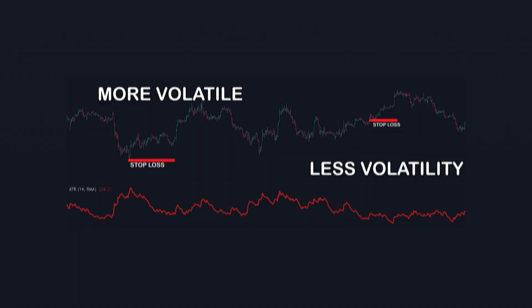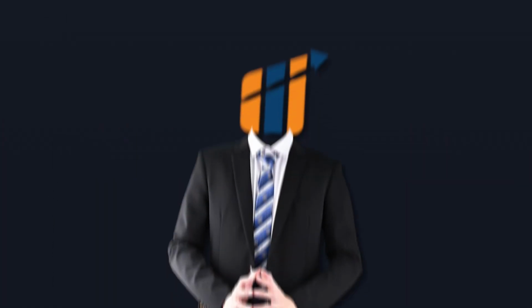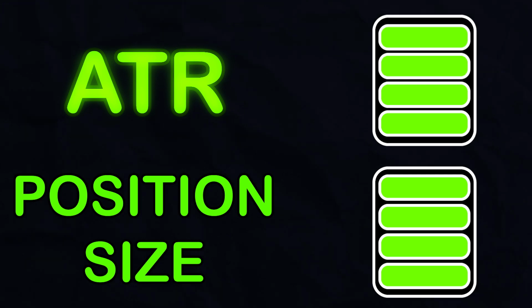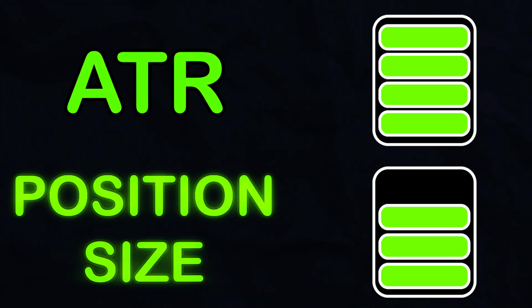Also, traders use the ATR for position sizing. Traders can adjust their position sizes based on the ATR. For instance, if the ATR is high, a trader may reduce their position size to manage risk.